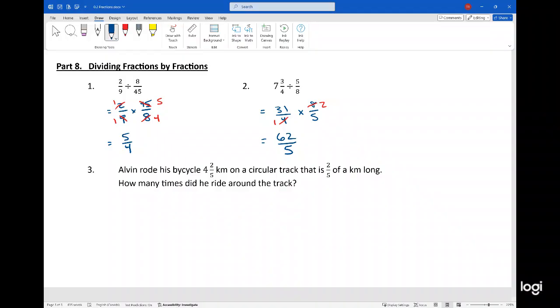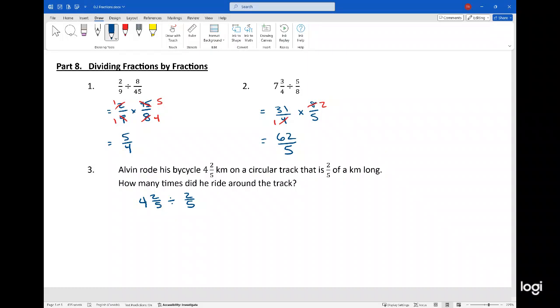Question 3. Alvin rode his bicycle 4 2/5 kilometers on a circular track that is 2/5 of a kilometer long. How many times did he ride around the track? Now again, people's brains tend to get a little wonky when it comes to thinking in fractions. So think of this as just whole numbers. If I said he rode 100 kilometers and the track was 10, you'd say, well, wait a second, it's just 100 divided by 10. That's how many times he went around. Here it's the same thing. It's the distance ridden, and we divide it by the length of one run of the track.